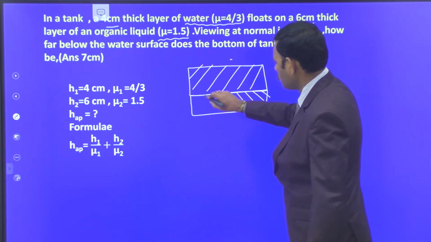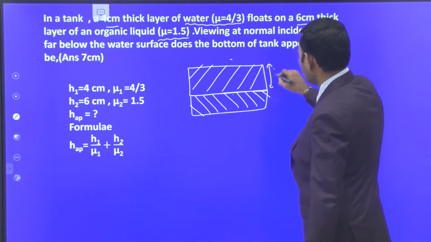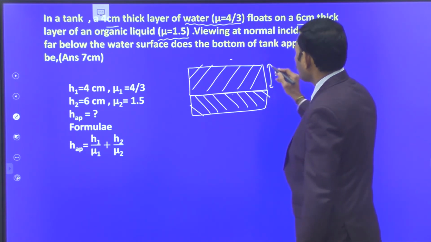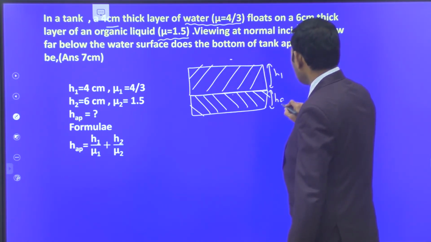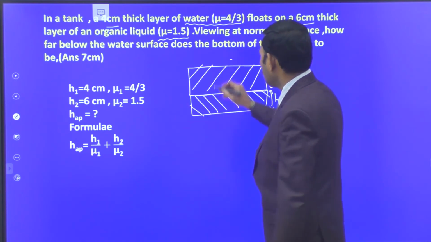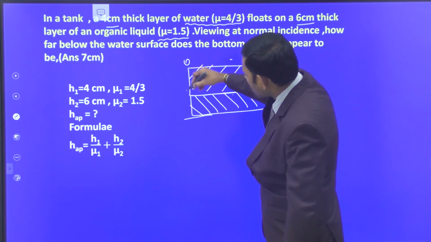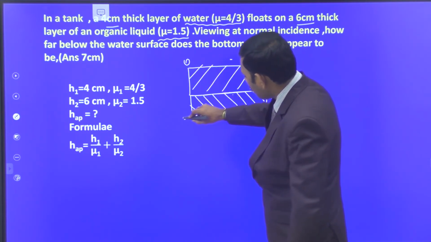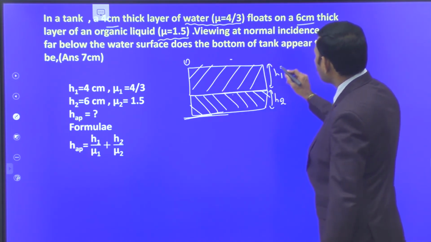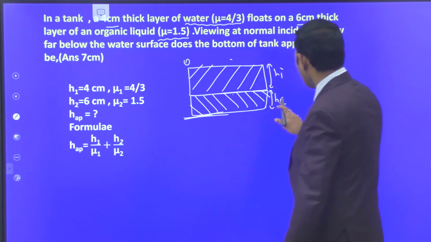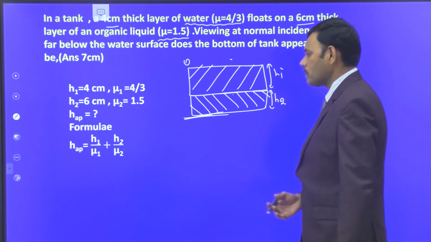So let us consider two immiscible liquids, and first one is of real depth H1, which is written here, of course having refractive index mu1. Second one is having real depth H2 of this refractive index. When we observe this bottom from the top, what is the apparent depth of the bottom? So apparent depth equivalent to H1 is H1 by mu1. Apparent depth equivalent to H2 is H2 by mu2. So net apparent depth is H1 by mu1 plus H2 by mu2.